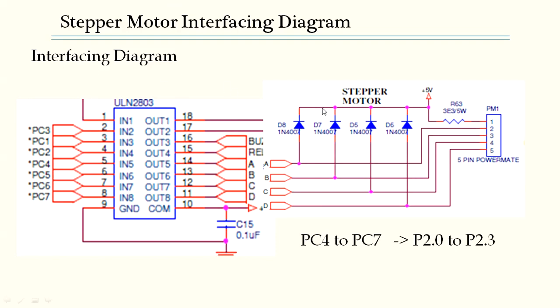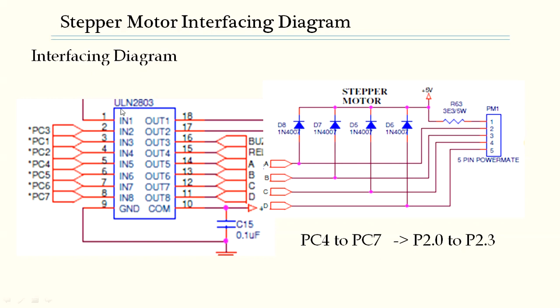This is the interfacing diagram that we have for the stepper motor. As we can see, this is the driver circuitry that goes with the stepper motor, wherein the coils A, B, C, D are connected through diodes, and the other end of the diodes is connected to 5 volts. Here is the connector, or what is known as the power mate, and in turn you have the socket. From here we make the connections to the stepper motor.